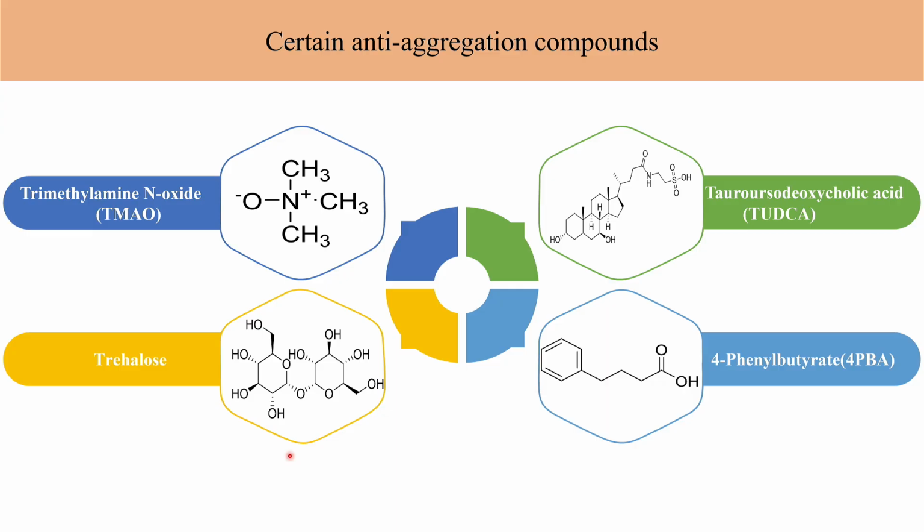There are many chemical chaperones known so far. These are the most popular ones: TMAO, trehalose, TUDCA and PBA. These are some molecules. Now, you see their structures, they are not so complex. These molecules actually act as chaperones, and they are very helpful in maintaining proper protein folding.